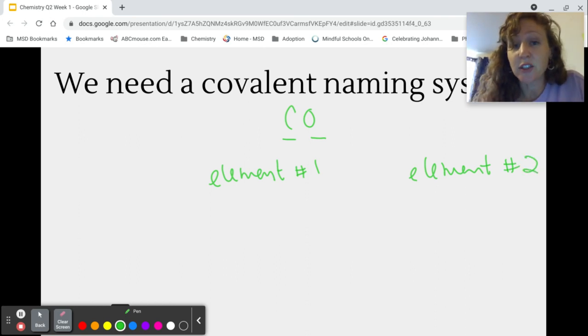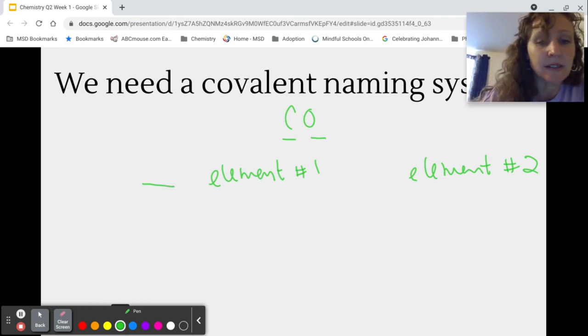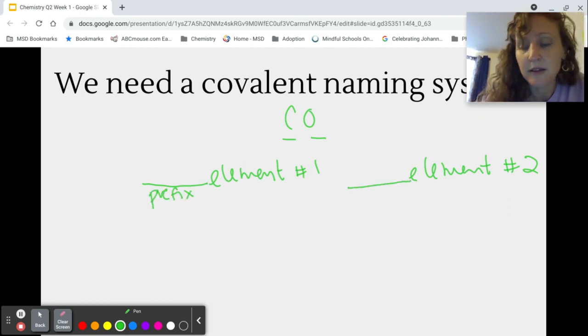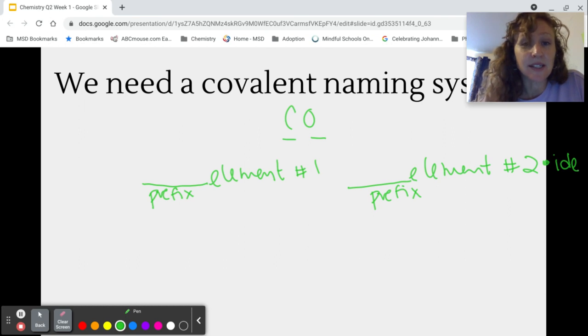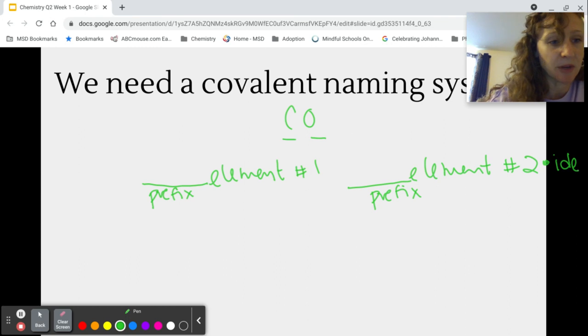Second of all, you have to tell me how many of each element there are using a prefix. And then lastly, you're going to tack on I, D, E to the end of this. So as we dive into these, one of the big things we need to know are, what are those prefixes? So let's talk about the prefixes.